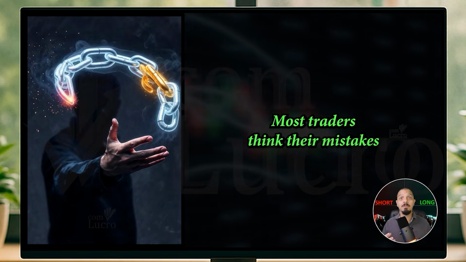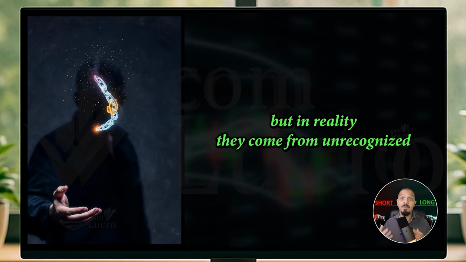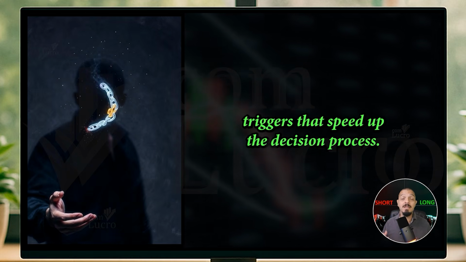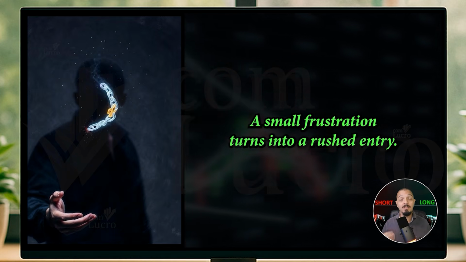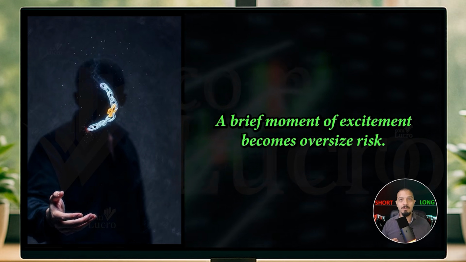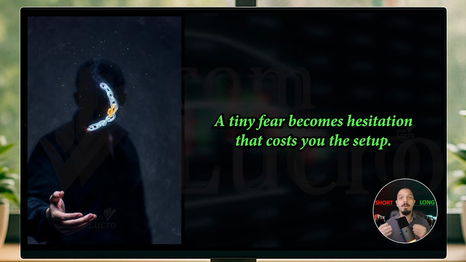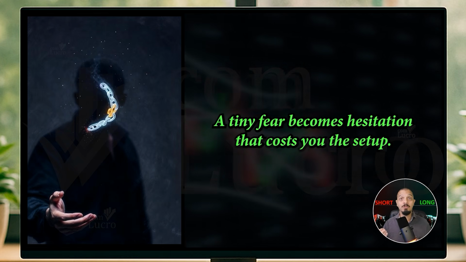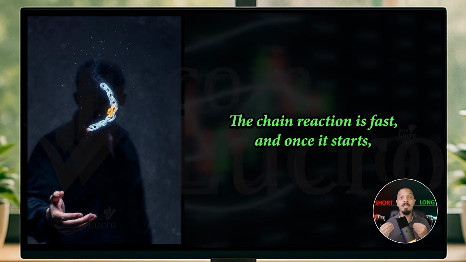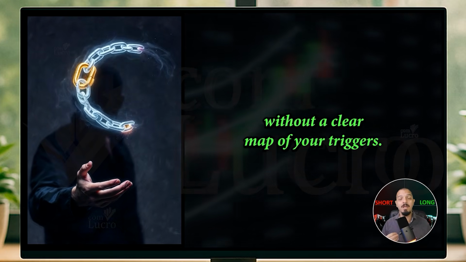Most traders think their mistakes come from lack of discipline, but in reality, they come from unrecognized triggers that speed up the decision process. A small frustration turns into a rushed entry. A brief moment of excitement becomes oversized risk. A tiny fear becomes hesitation that costs you the setup. The chain reaction is fast, and once it starts, it is very hard to interrupt without a clear map of your triggers.